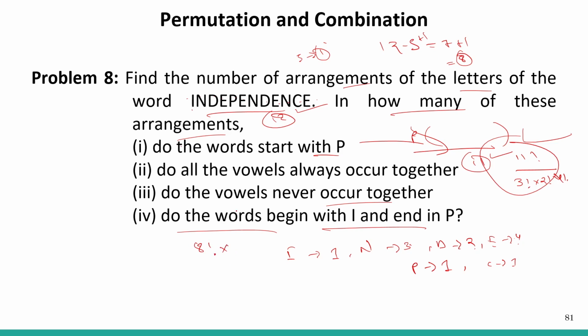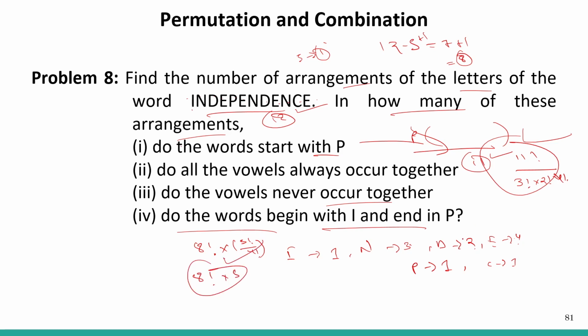And then we have how many ways these vowels can be arranged among themselves, because E has been repeating 4 times inside that. So it will be 5 factorial by 4 factorial. That is equal to 8 factorial into 5, which will be the answer for part II.